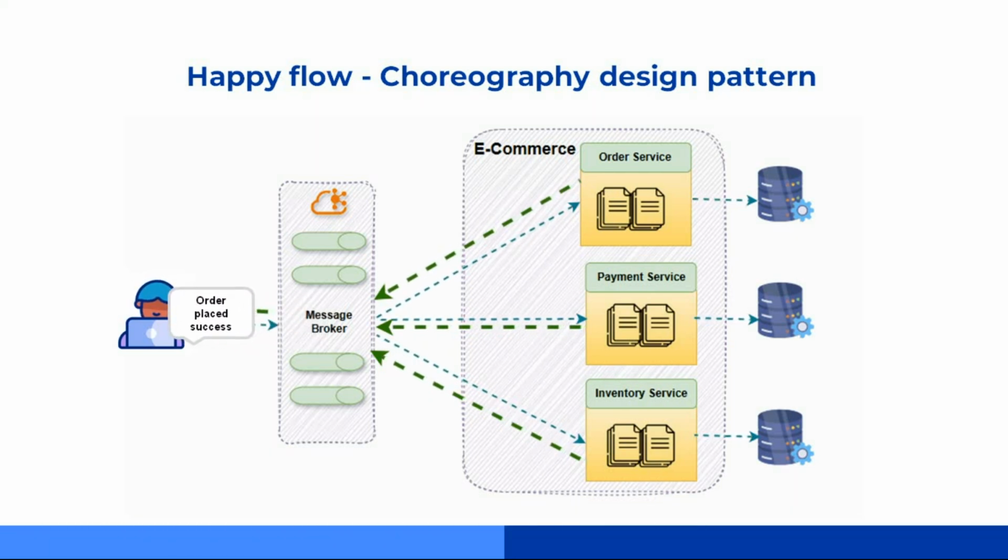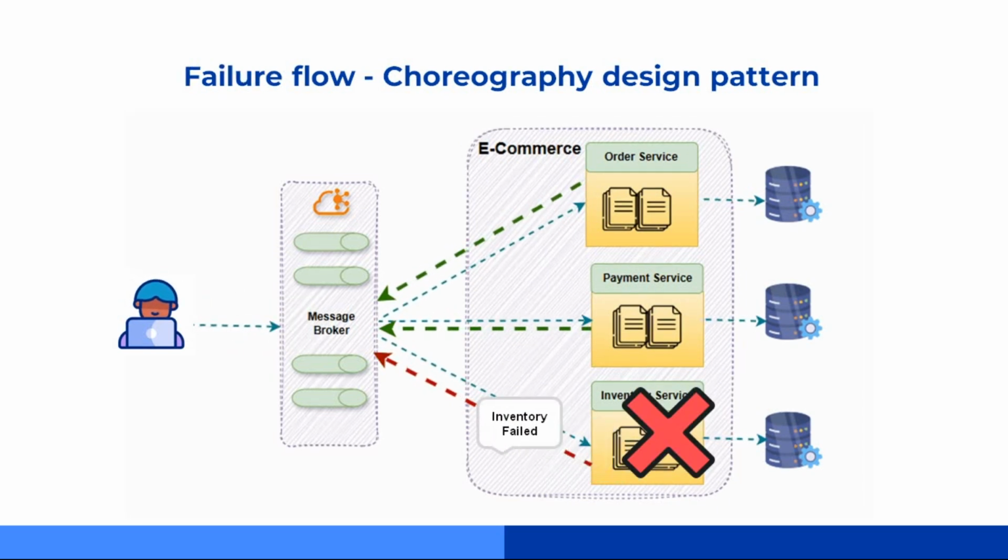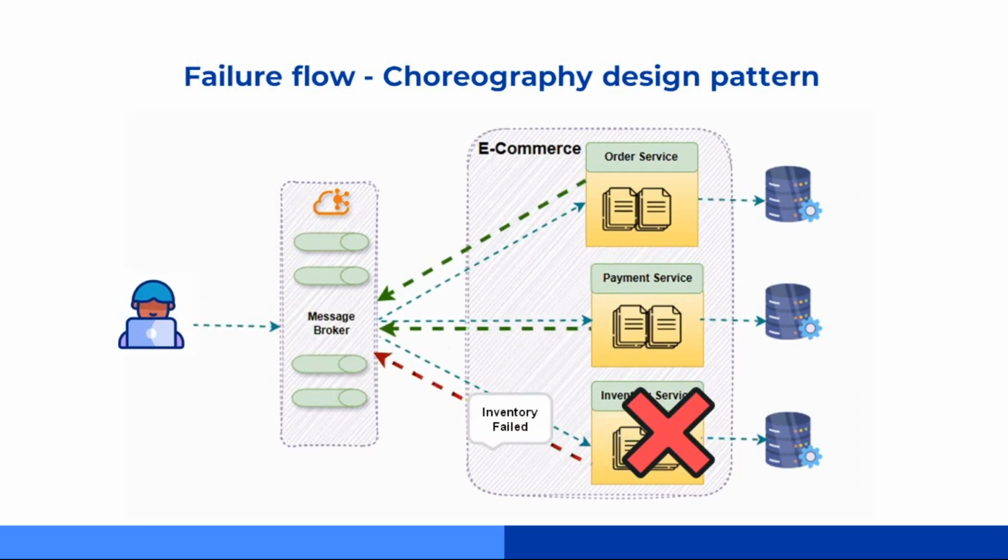Now the inventory service gets the event to reserve stock, but this time it fails. Maybe the stock's out or there's some other issue. The inventory service emits a stock reservation failed event back into the choreography.